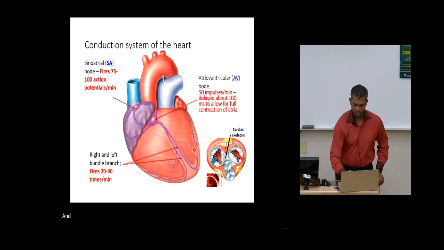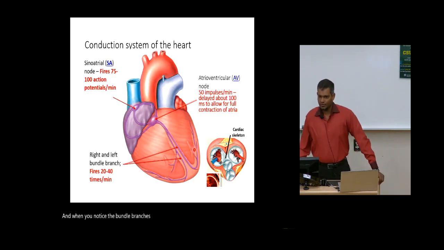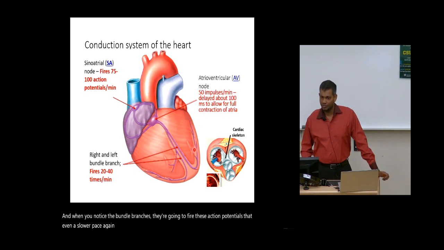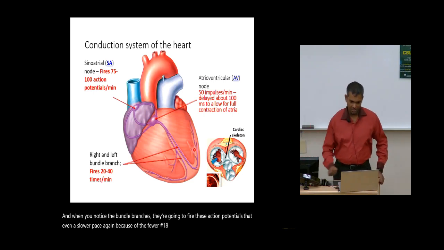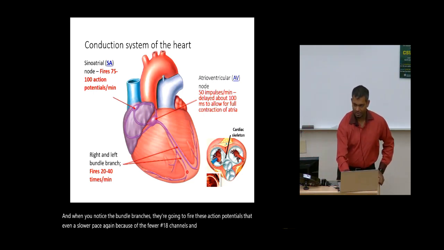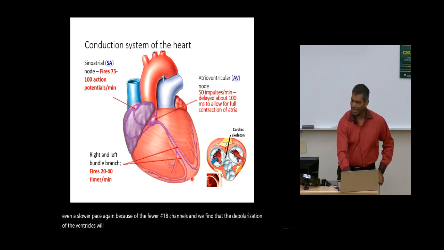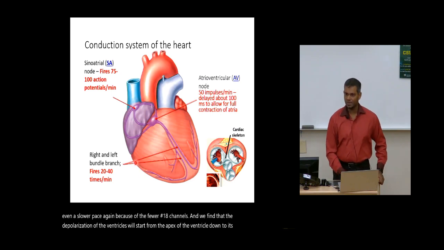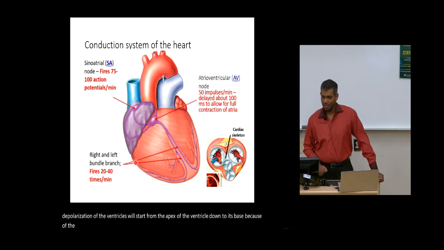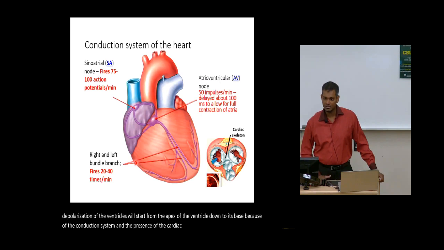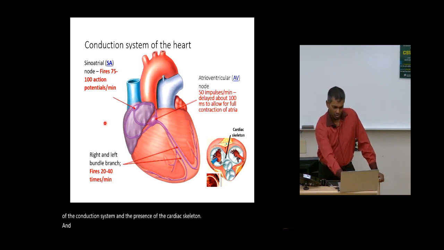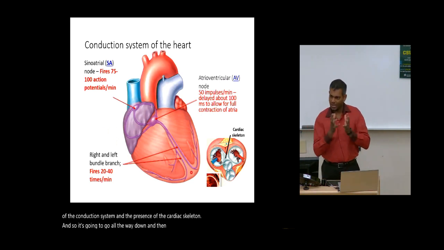And when you notice the bundle branches, they're going to fire these action potentials at an even slower pace, again because of the fewer number of HCN channels. And we find that the depolarization of the ventricles will start from the apex of the ventricle down to its base because of the conduction system and the presence of the cardiac skeleton. So it's going to go all the way down and then move upward and then it will contract.